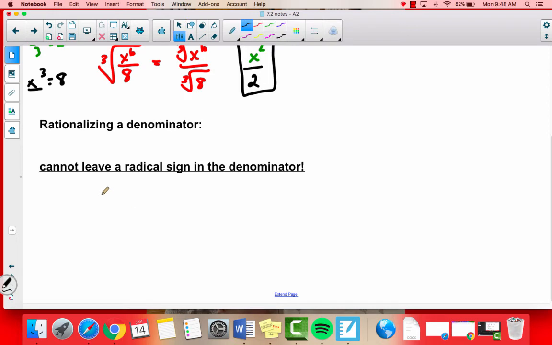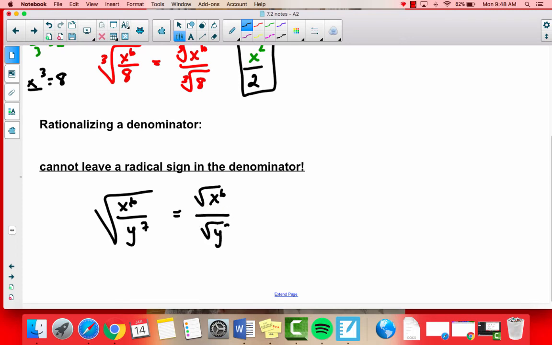So here's an example. We'd have the square root of x to the 6th over y to the 7th. Obviously we can't divide these, so we're going to try to break it up. So x to the 6th and y to the 7th. By doing that, we can actually reduce the top pretty easily. Remember there's an understood 2 that goes here. 2 goes into 6 evenly. However, 2 doesn't go into 7 evenly. So the problem is we won't be able to reduce the denominator. We're going to still have a radical in it.